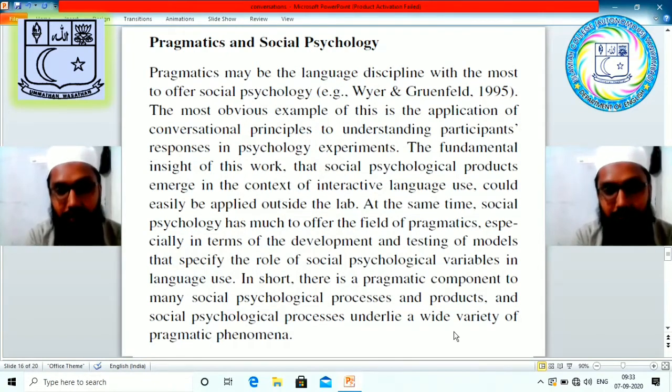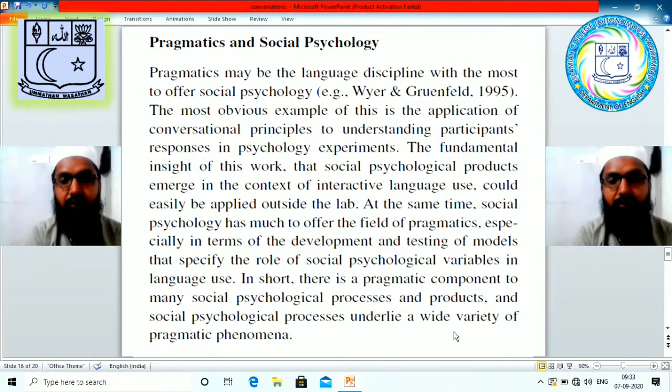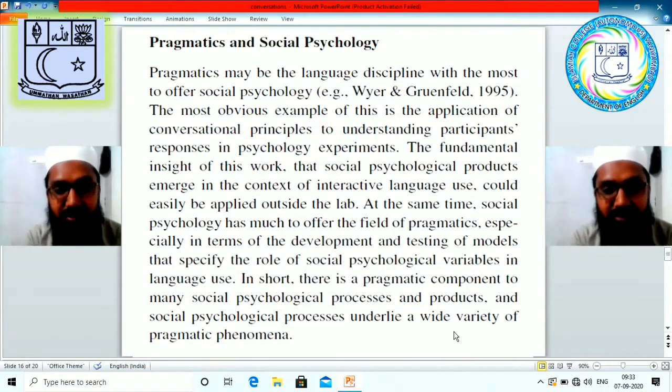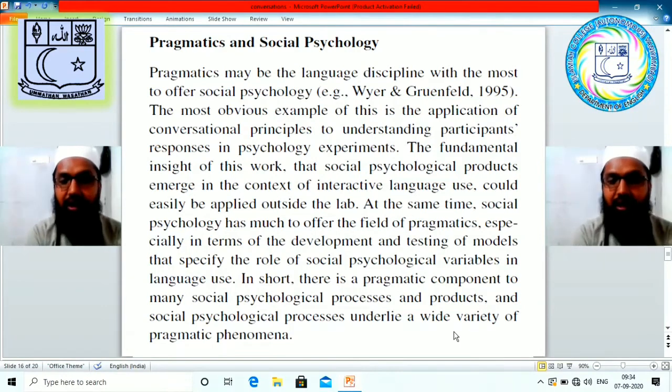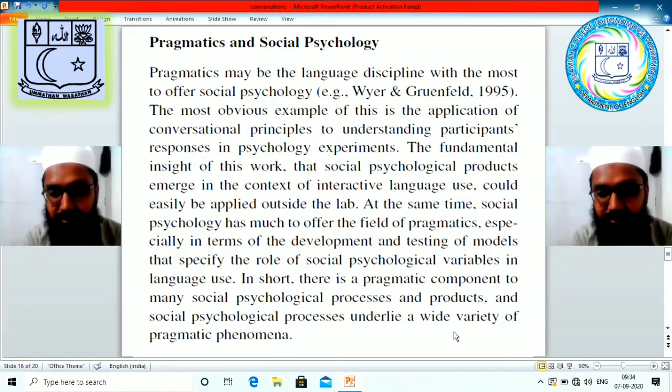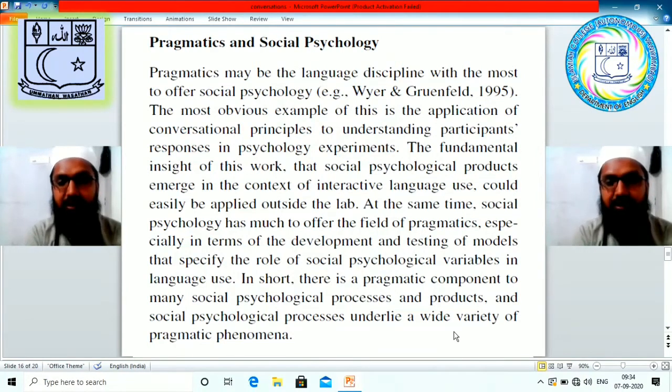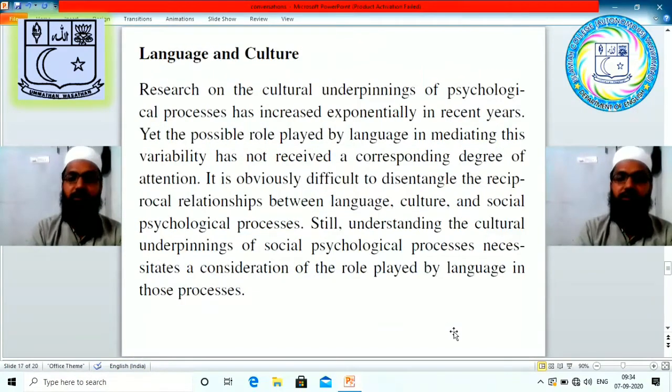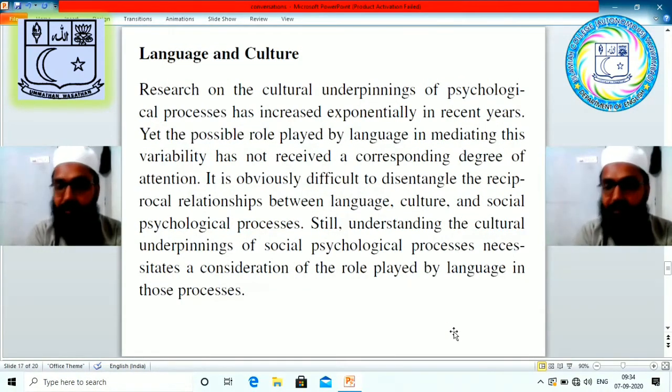At the same time, social psychology has much to offer the field of pragmatics, especially in terms of the development and testing of models that specify the role of social psychological variables in language use. In short, there is a pragmatic component to many social psychological processes and products, and social psychological processes underlie a wide variety of pragmatic phenomena. Then we will see language and culture.